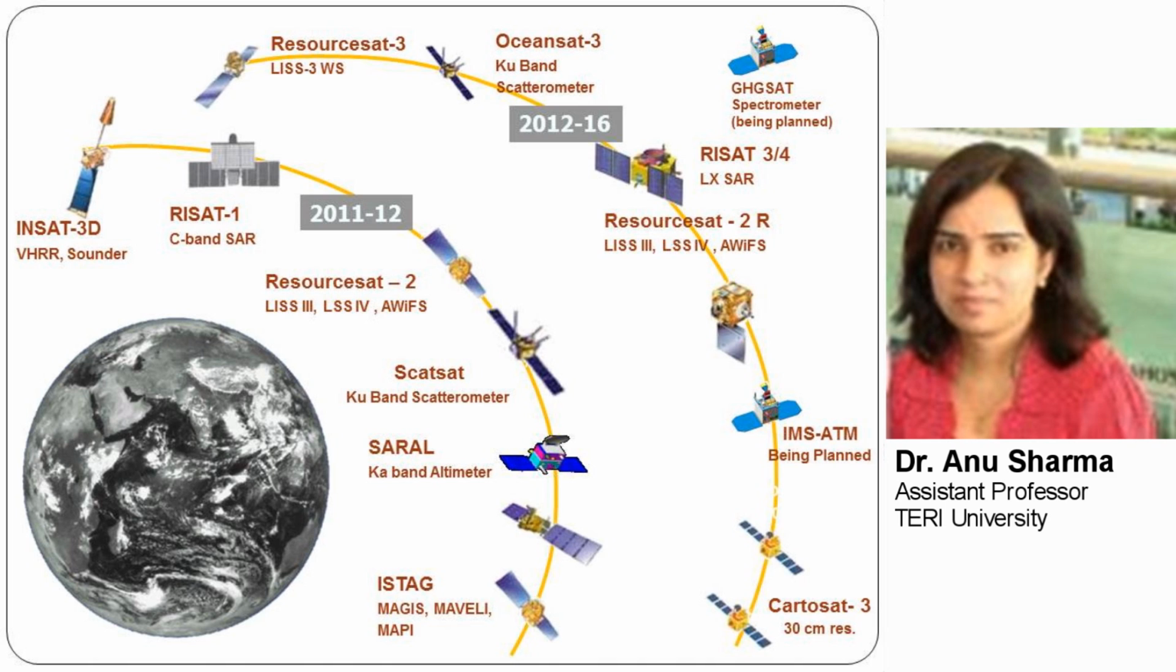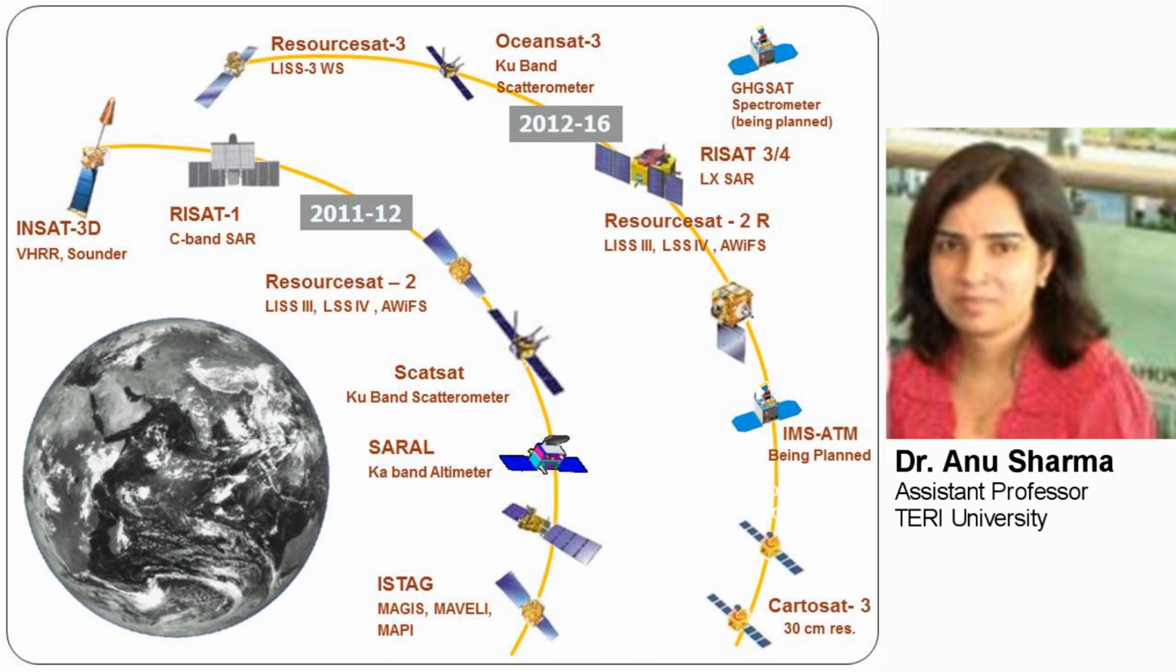Apart from that, there is Megha-Tropiques. Megha, as the name says, means cloud. So it is primarily meant to measure the clouds. So even India has its own expertise where we can measure everything right from the cloud to the natural resources. Apart from that, India is also planning to launch the satellite GIG-SAT. It specifically is meant to monitor greenhouse gases. So here we see the capability.